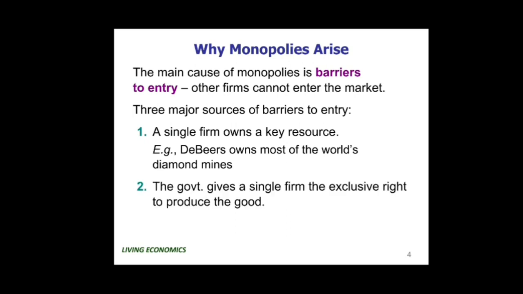Second reason is when the government gives a single firm the exclusive right to produce a good, and that is sometimes through patents and copyright laws, when no other firm is allowed to enter the market. Before 1990, the aviation industry was a monopoly because the government never allowed any other aircraft to enter the aviation market. After 1991, the aviation market has converted from monopoly to oligopoly, where there are few firms.